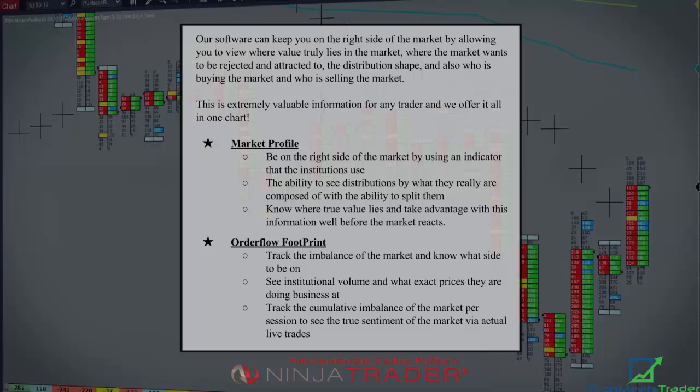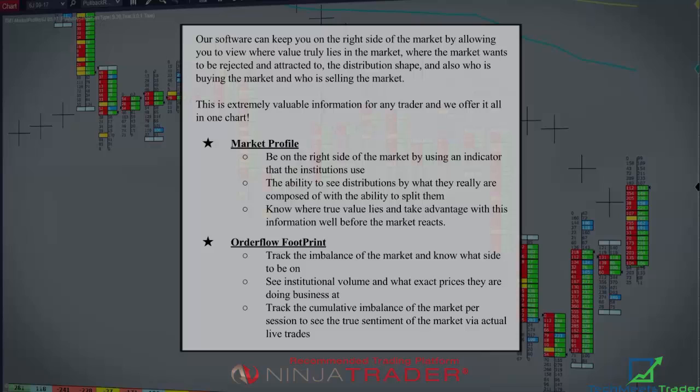Market profile and order flow footprint all in one chart, with the market profile to be on the right side of the market by using an indicator that the institutions use. The ability to see distributions by what they really are composed of, with the ability to split them. Know where true value lies and take advantage with this information well before the market reacts.